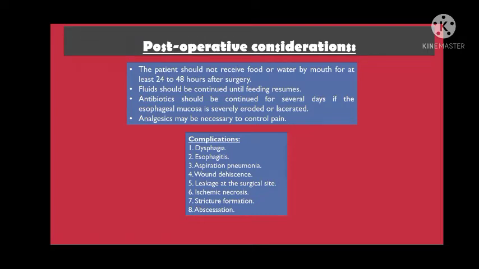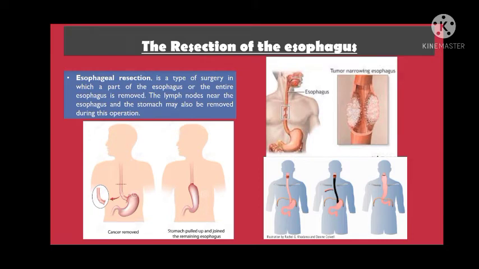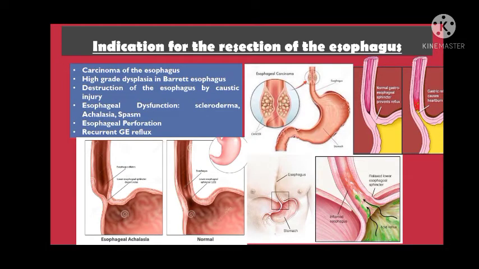Now, the resection of the esophagus. Esophageal resection is a type of surgery in which a part of the esophagus or the entire esophagus is removed. The lymph nodes near the esophagus and the stomach may also be removed during this operation. Indications for the resection of the esophagus: carcinoma of esophagus, high-grade dysplasia in Barrett esophagus, destruction of esophagus by caustic injury, esophageal dysfunction, scleroderma, achalasia, spasm, esophageal perforation, recurrent gastroesophageal reflux.